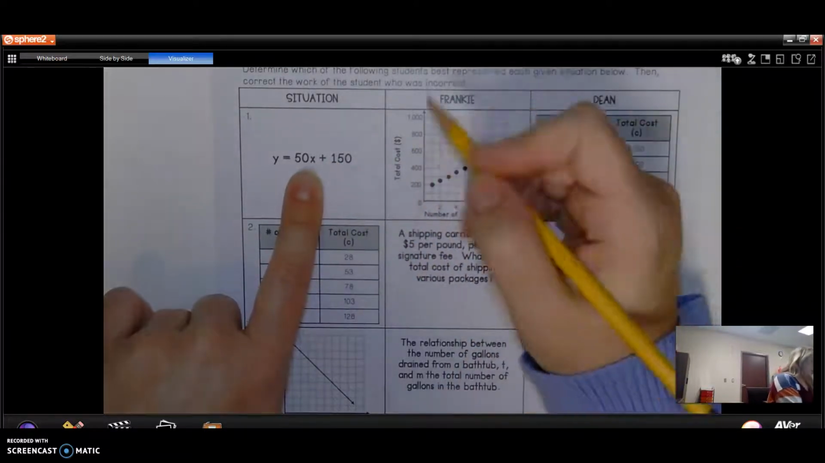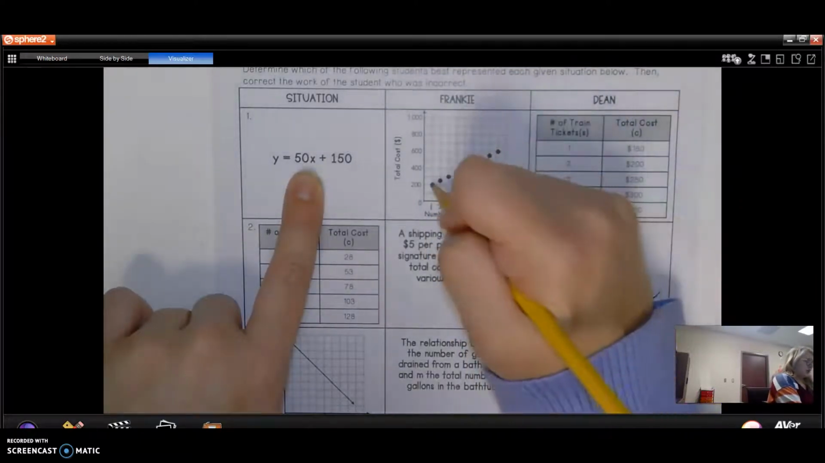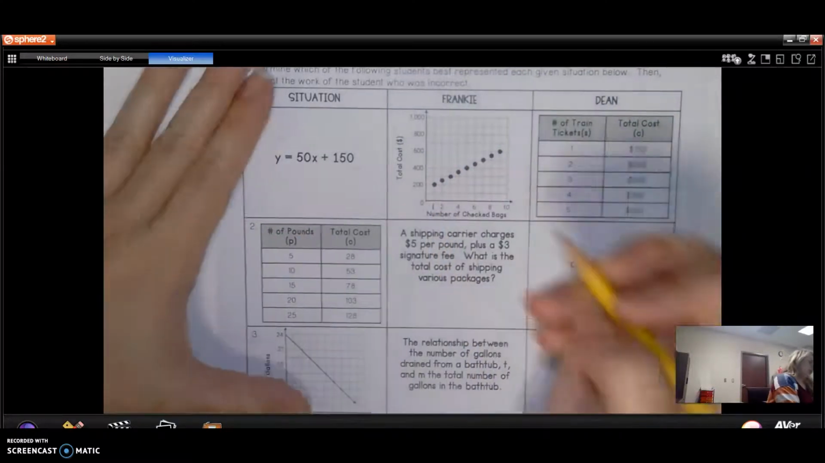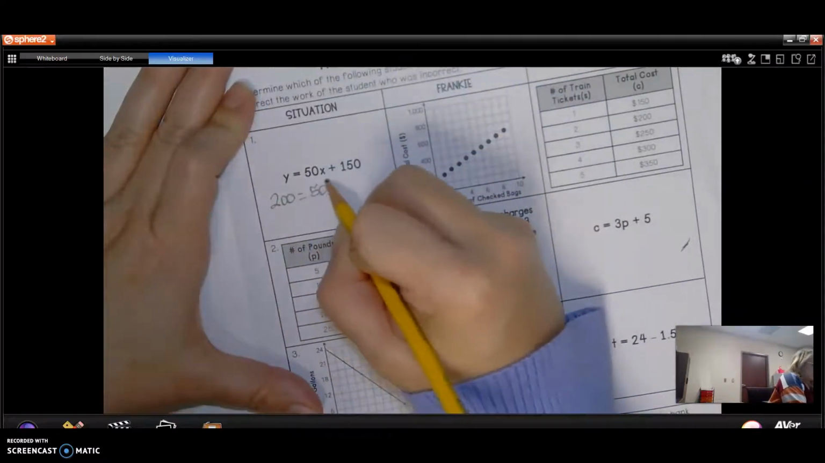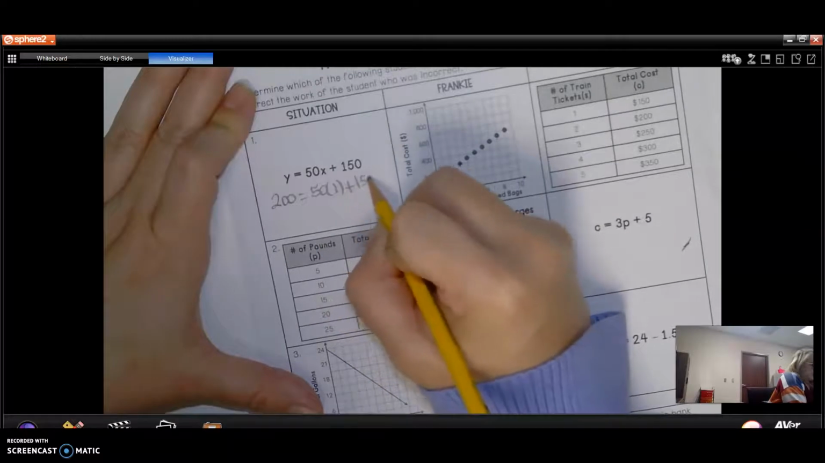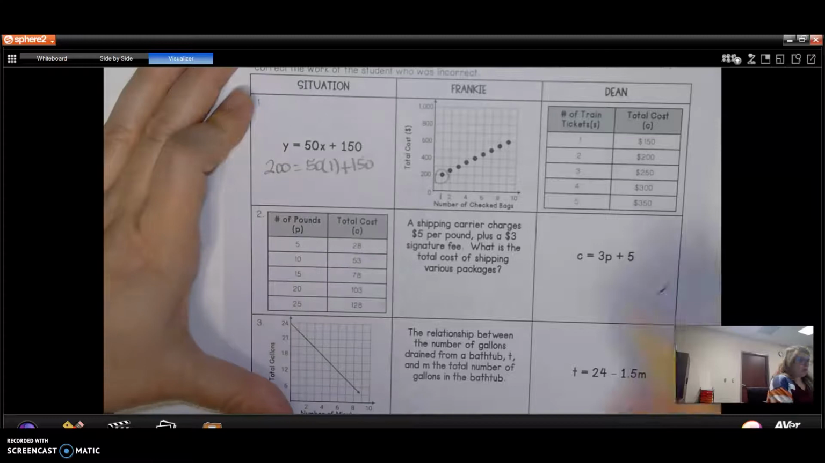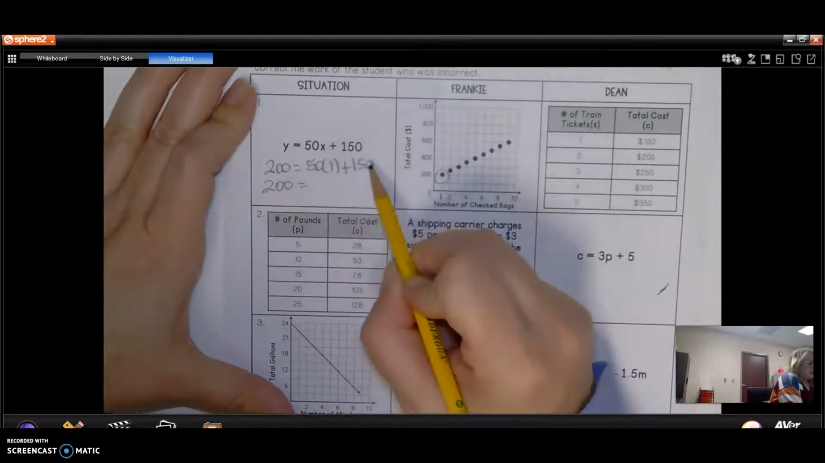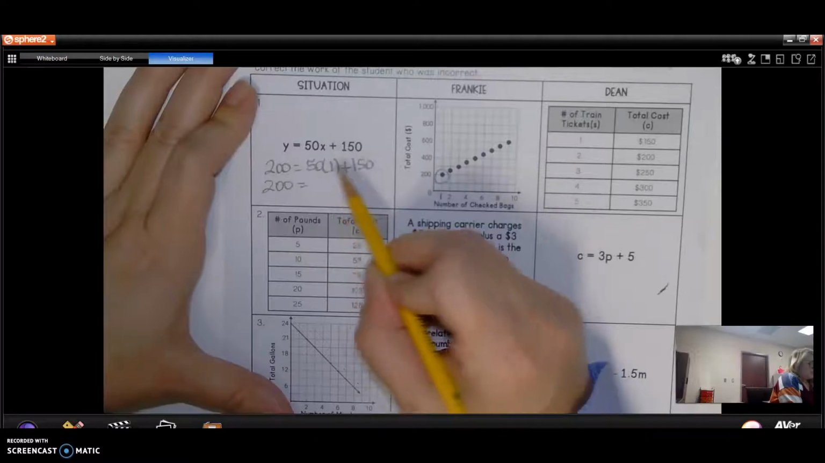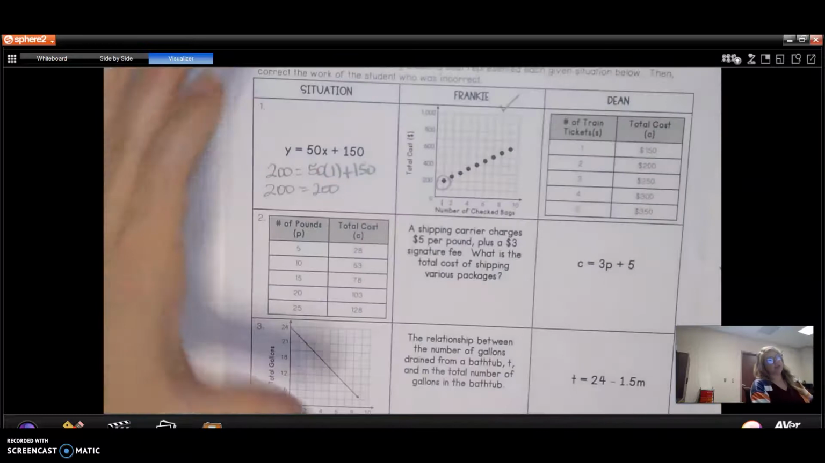So if I put in 1 as my x and 200 as my y, so let's do that. So I have 200 is equal to 50 times 1 plus 150. And that's just that first ordered pair right there, guys. That's where I came up with that information. So 200 is equal to 50 times 1, which is 50, plus 150, which is 200. So Frankie definitely represents that situation.